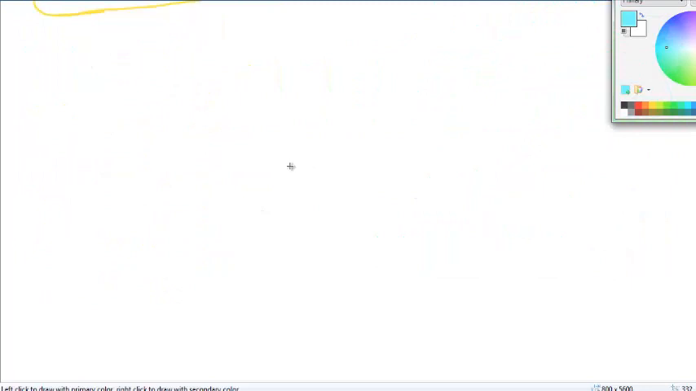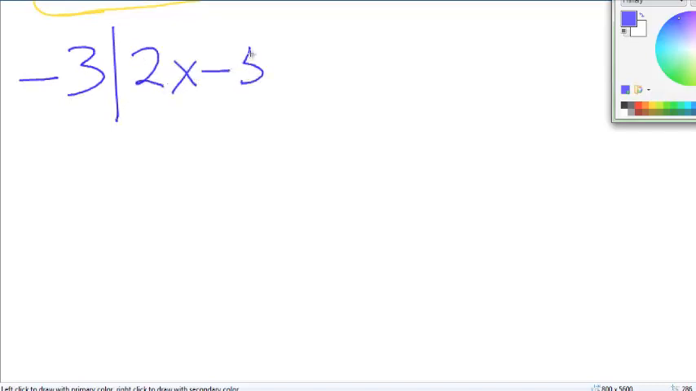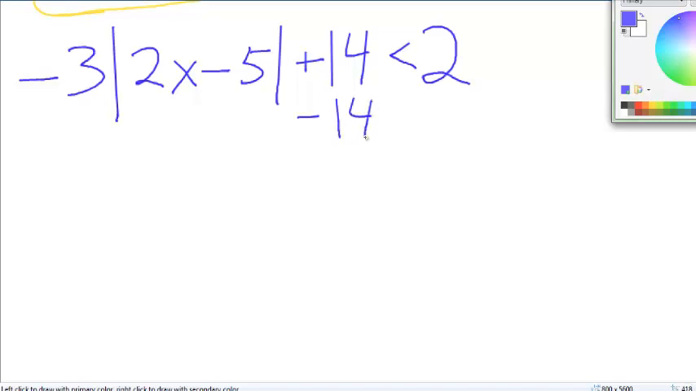All right, let's get a little more complicated now, because those were pretty simple. Let's look at this problem. Negative 3 times the absolute value of 2x minus 5 plus 14 is less than 2. How do we solve this? Well, just like with equations, the first thing we need to do is we need to isolate the absolute value. So we've got a multiplication and addition. We do the reverse of order of operations, so we're going to subtract that 14 because we're undoing.